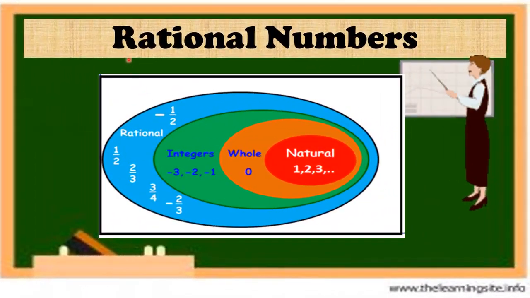So we have rational numbers. Rational numbers include the set of natural numbers, the set of whole numbers, the set of integers, and the set of fractions and decimals. So that includes the set of rational numbers.